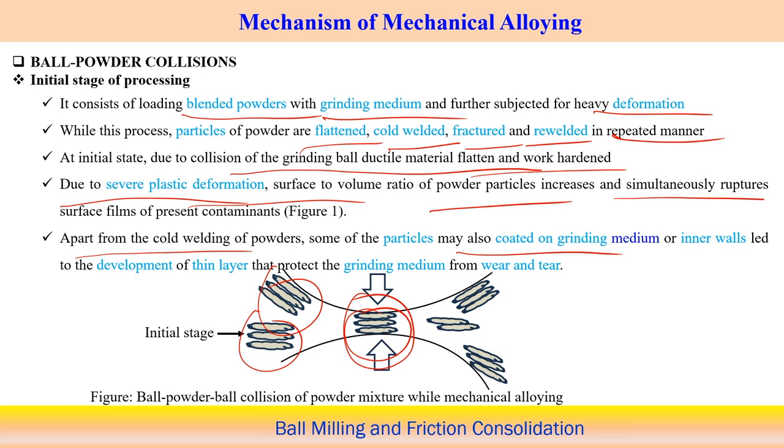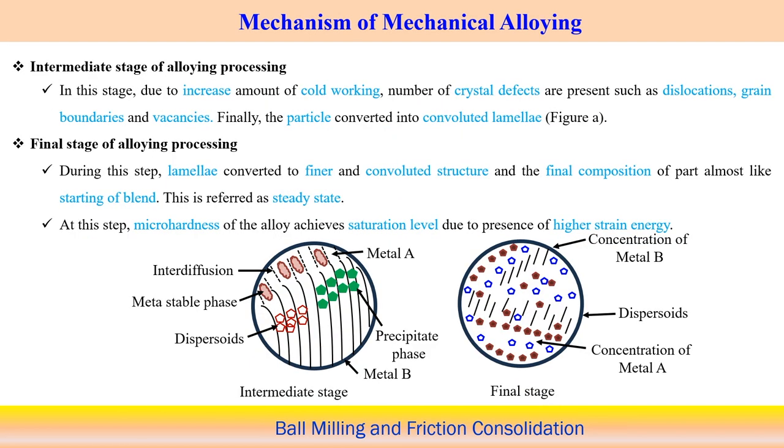So there is cold welding, plastic deformation and fracture, all these mechanisms. Apart from this, some particles may at some point be coated on the grinding media or the inner wall. That leads to the development of a very thin layer, which actually protects the grinding media from wear and tear. We can see that over the steel ball, a thin layer is coated that protects the grinding media. All this is associated with the interaction between the ball and powder.